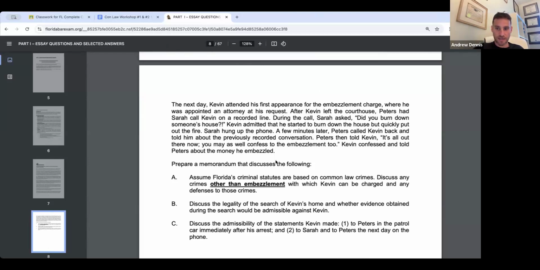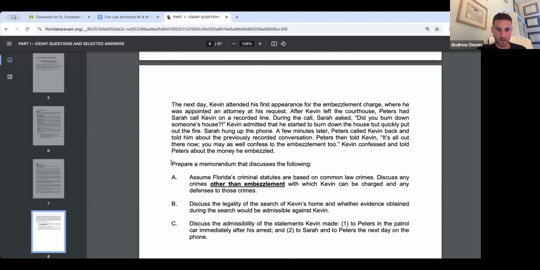Okay, so this one is actually asking for crimes. That's interesting. Discuss in a memorandum the following. Assume Florida's criminal statutes are based on common law crimes. Discuss any crimes other than embezzlement with which Kevin can be charged, and any defenses to those crimes. Discuss the legality of the search of Kevin's home and whether evidence obtained during the search would be admissible against Kevin. Discuss the admissibility of the statements Kevin made to Peters in the patrol car immediately after his arrest, and to Sarah and to Peters the next day on the phone.